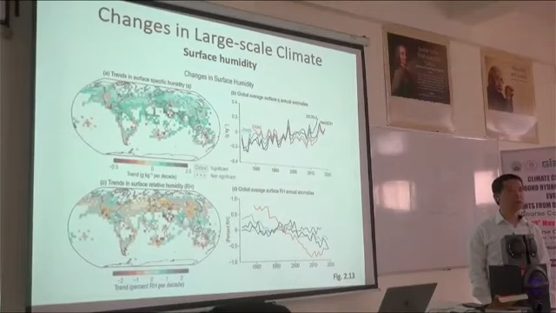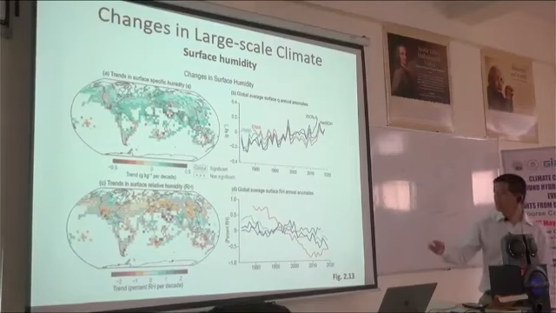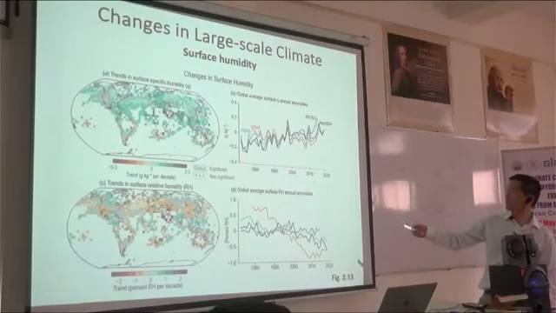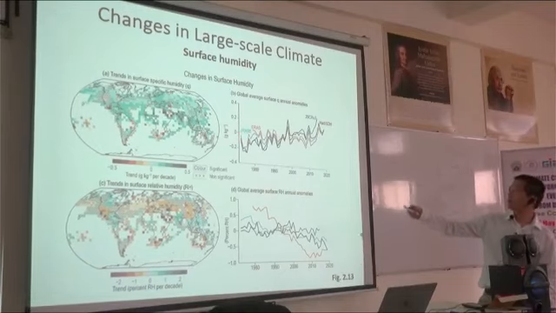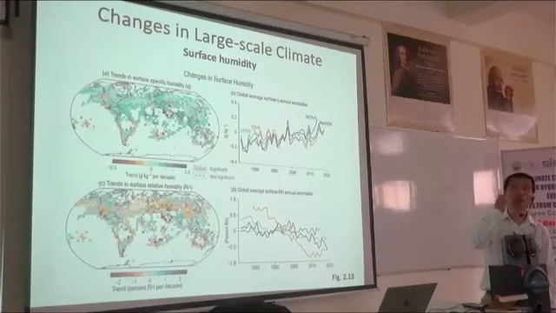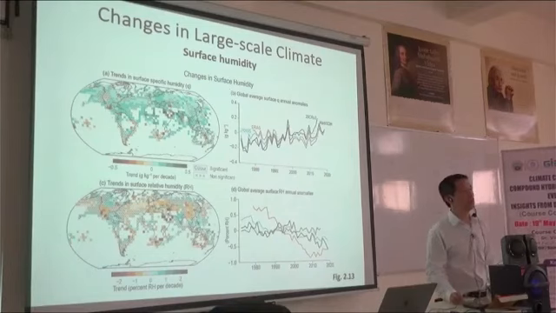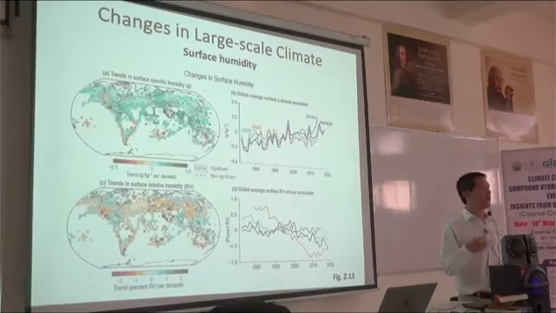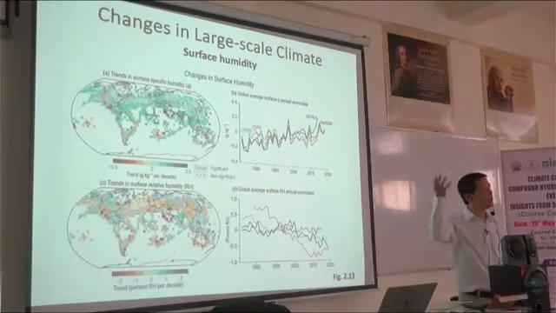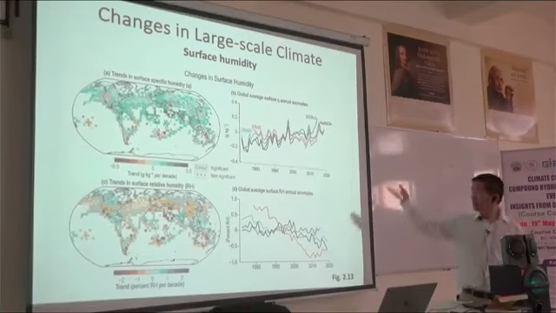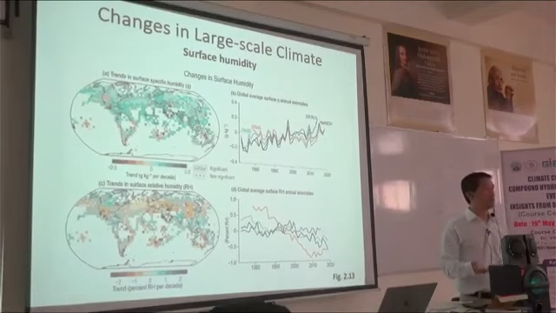Increasing, right? Yeah. So this one is specific humidity, the absolute amount of water in the air. You can see that it is increasing, right? Different data sets show the same trend. That's not surprising, right? Higher temperature means more evaporation, so there is more water vapor in the air. That's why specific humidity is increasing.